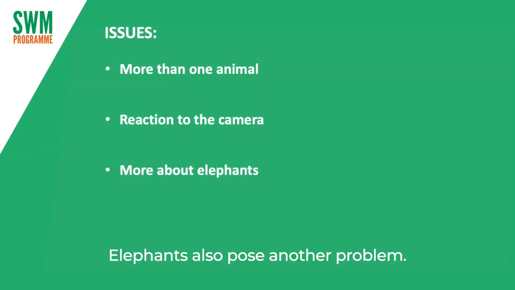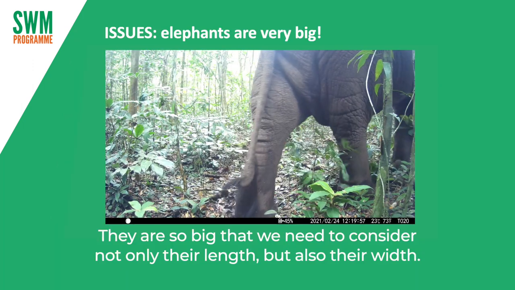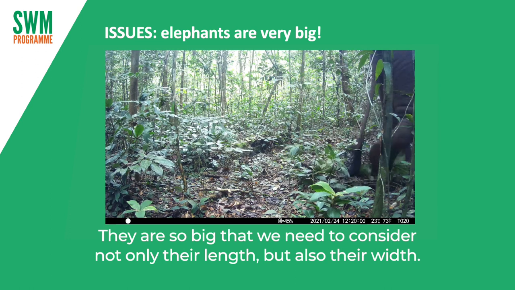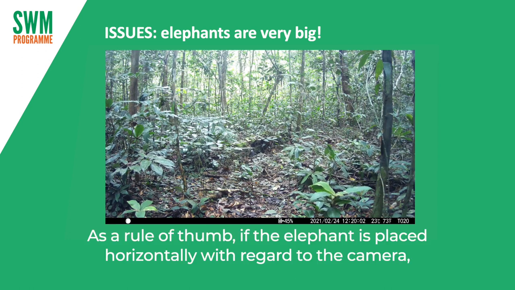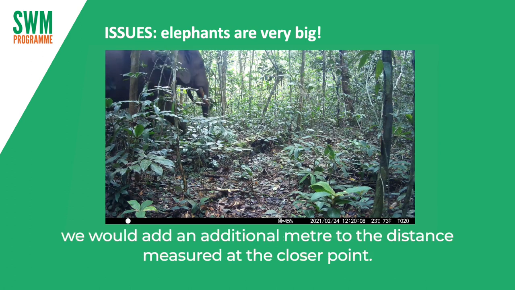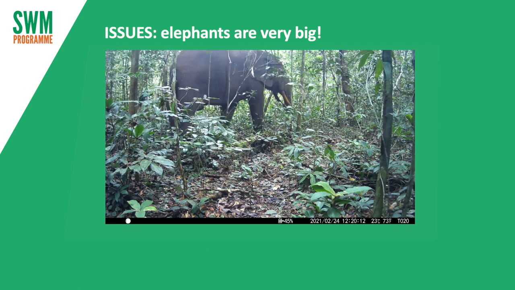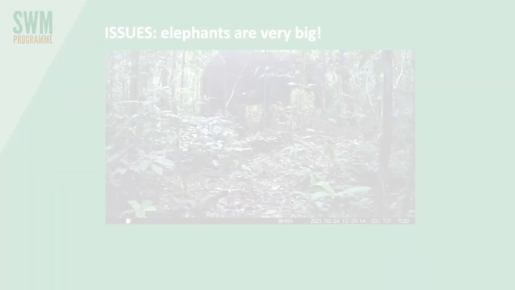Elephants also pose another problem. They are so big that we need to consider not only their length, but also their width. As a rule of thumb, if the elephant is placed horizontally with regard to the camera, we would add an additional meter to the distance measured at the closer point. And that's it.